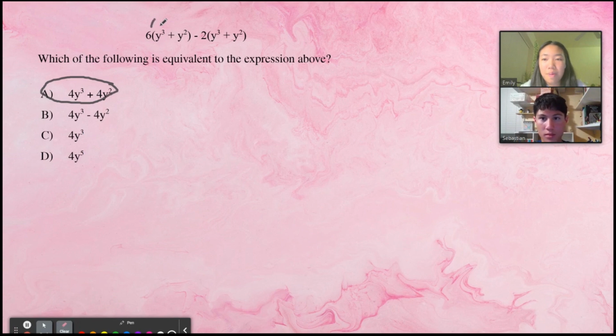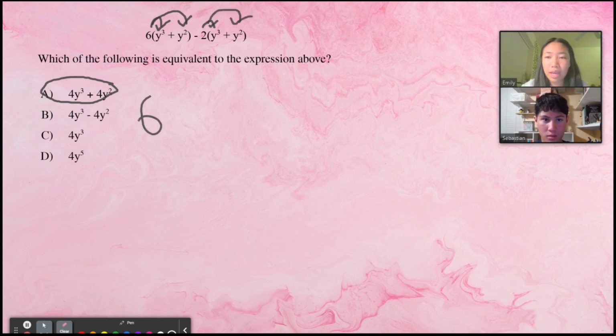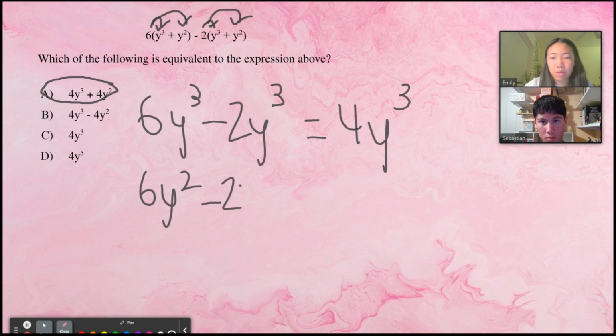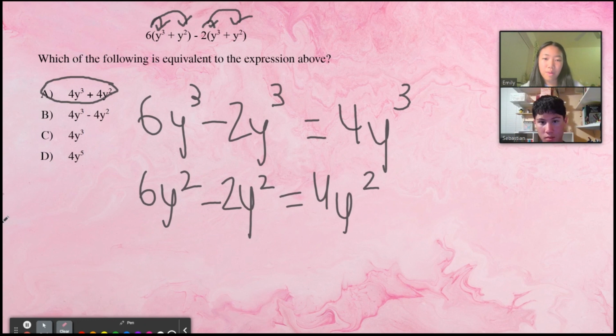So we start by expanding, so we multiply the 6 times the y cubed and the 6 times the y squared. We're going to do the same thing for the negative 2. We're going to do negative 2y cubed and negative 2y squared. So we're going to get 6y cubed minus 2y cubed, and we're going to get 4y cubed. Same thing for the y squared. We're going to get 6y squared minus 2y squared, and we're going to get 4y squared. So when we add up 4y cubed plus 4y squared, we're going to get answer choice A.